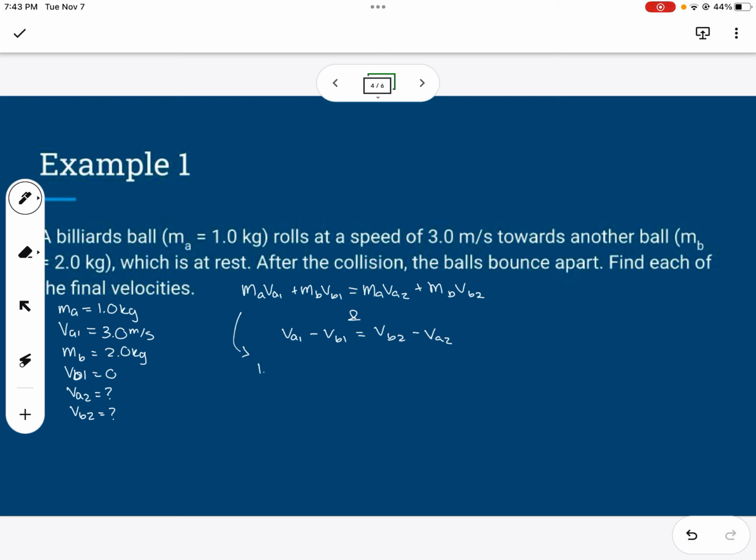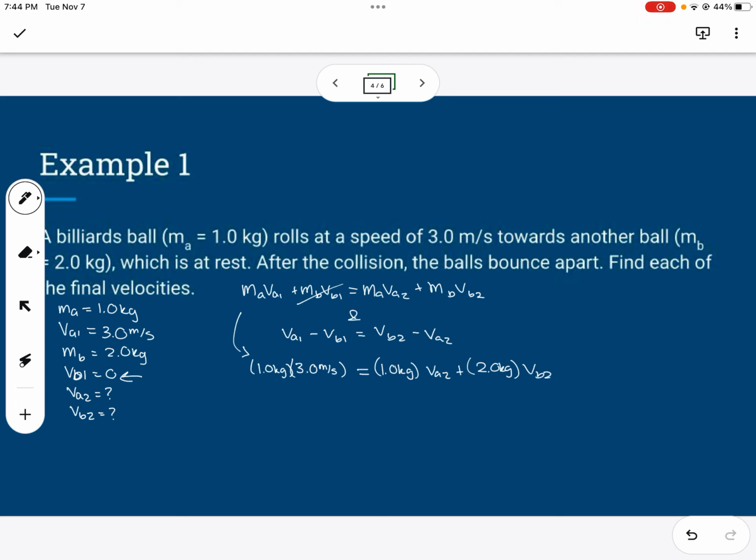So I have 1 kilogram times 3 meters per second plus, well, this whole term is going to drop out. Okay, so plus 0, because my initial velocity for the second ball is just 0. It's at rest. So then that's going to equal 1 kilogram times VA2 plus 2 kilograms times VB2.